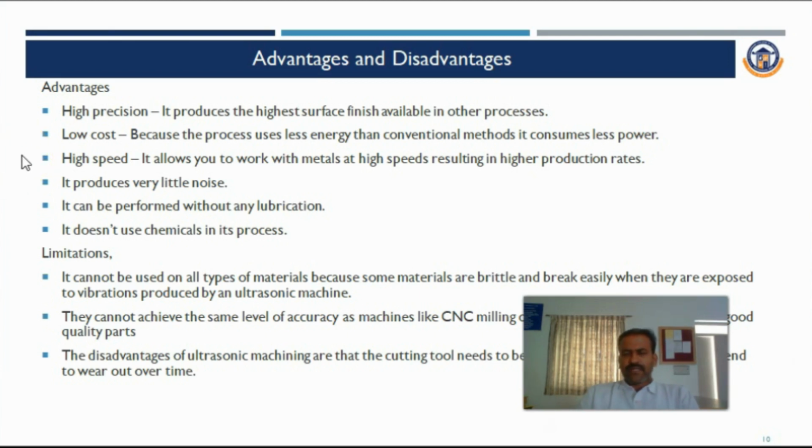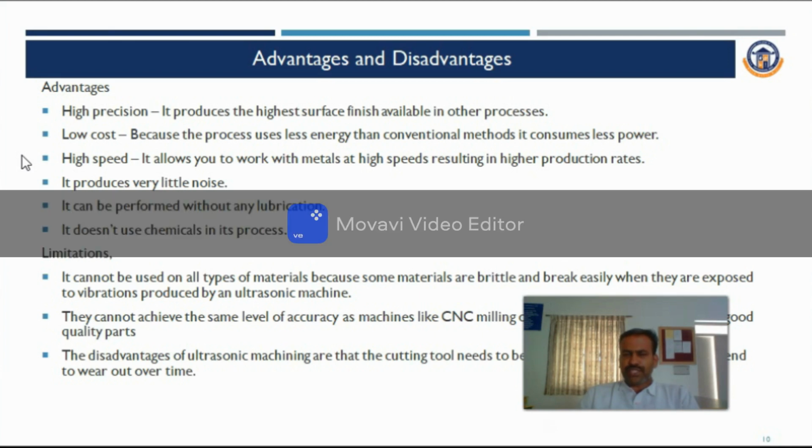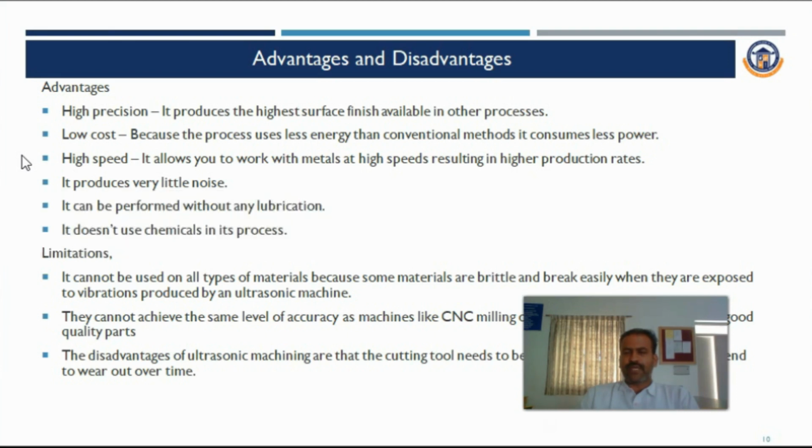So what are the advantages of using the ultrasonic machining process? It has high precision, low cost and high speed, and it produces very little noise compared to other non-conventional machining processes. It can be performed without any lubrication because we are using abrasive slurry, so there is no need for lubrication. It does not use chemicals in this process.